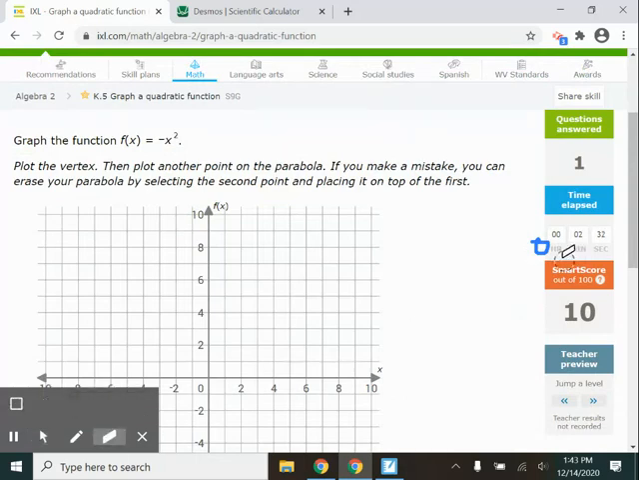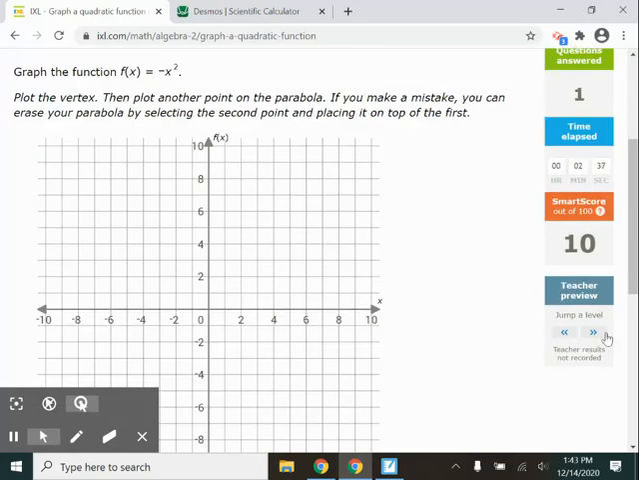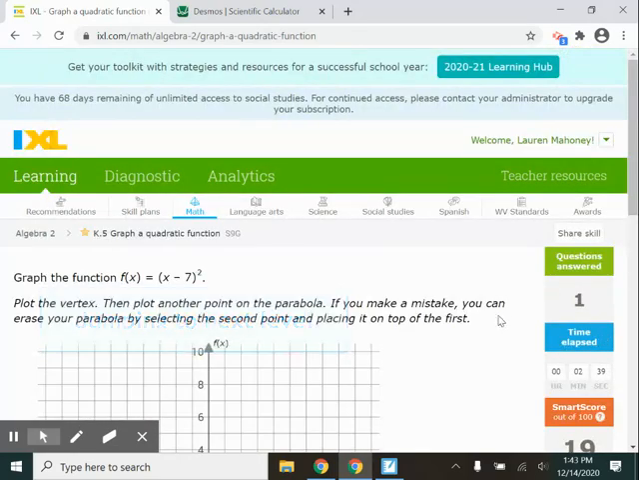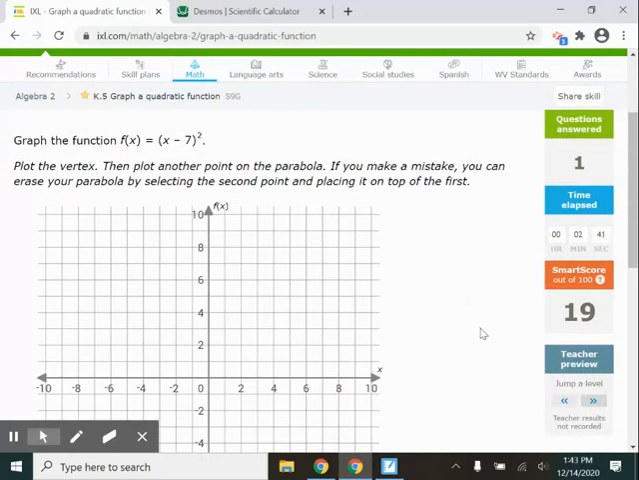Let's go to one that might have a little bit more to it, because this is another one where b is 0, so you're going to get a similar answer there. Okay, this one is in a different format.